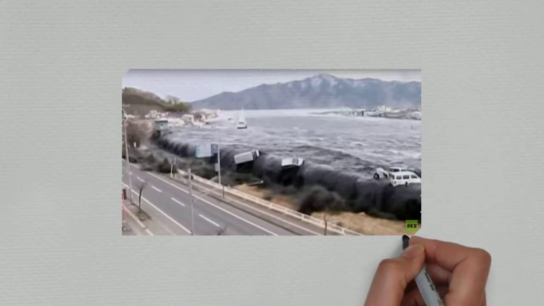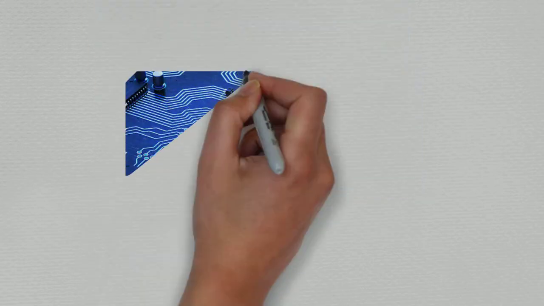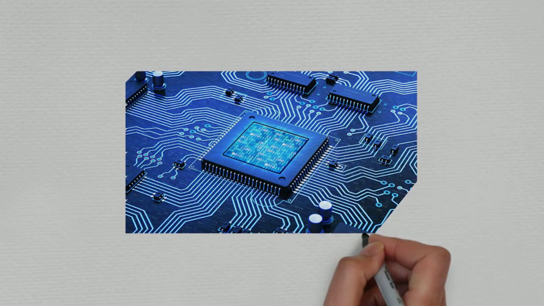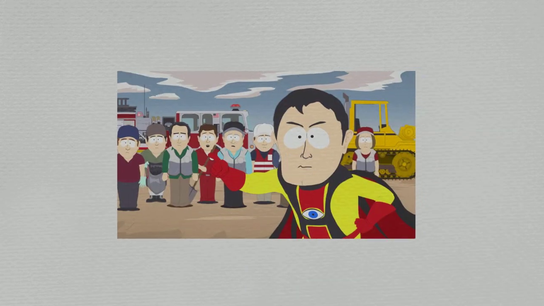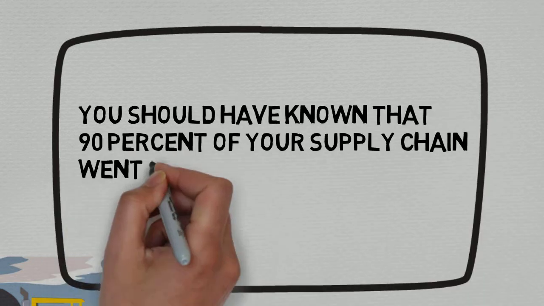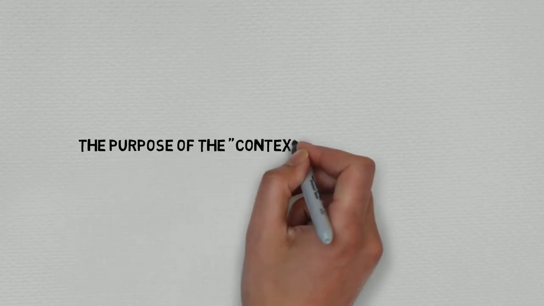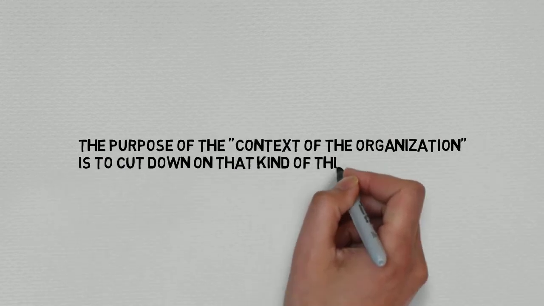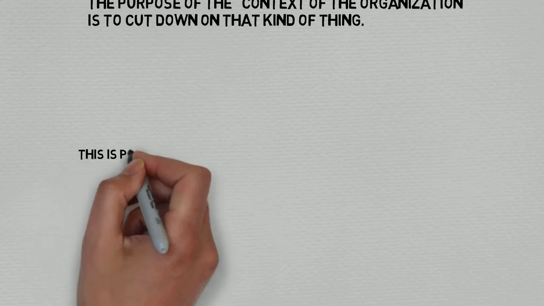So you remember when this disaster happened a few years ago? Well, the people that were in the electronic business had a lot of problems with shortages of components. Or as Captain Hindsight would say, you should have known that 90% of your supply chain went through this one place in Japan. So the purpose of the context of the organization is to cut down on that kind of thing.